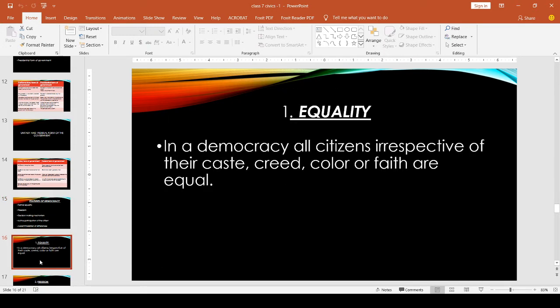First one is equality. What is equality? Yes, all people are equal before law.